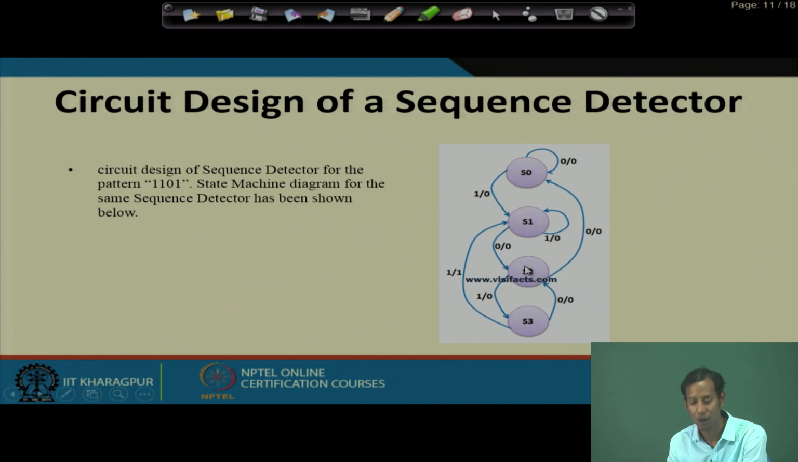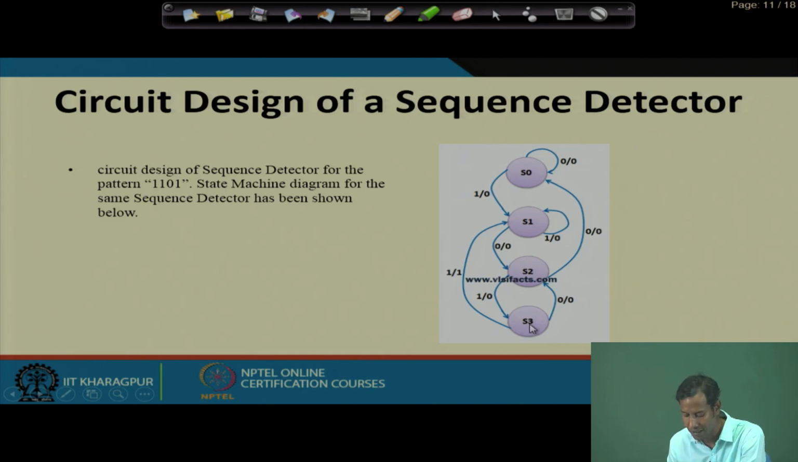Otherwise, if in S2 it finds 0, the sequence becomes 1 1 0 0, which is not the pattern we need, so it starts finding again from the beginning and comes back to S0, looking for 1, then 0, then 1. If in S2 I find 1, it goes to the next state, S3.